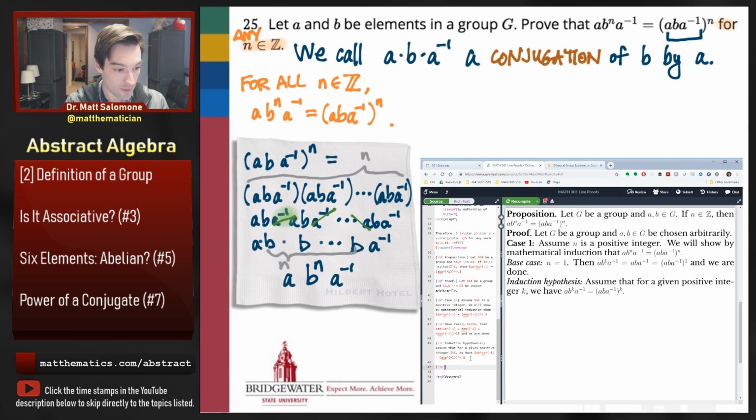And so now, the inductive step, we're going to state the new burden of proof. The new burden of proof, we wish to show that this statement is true not for k, but for k plus 1.